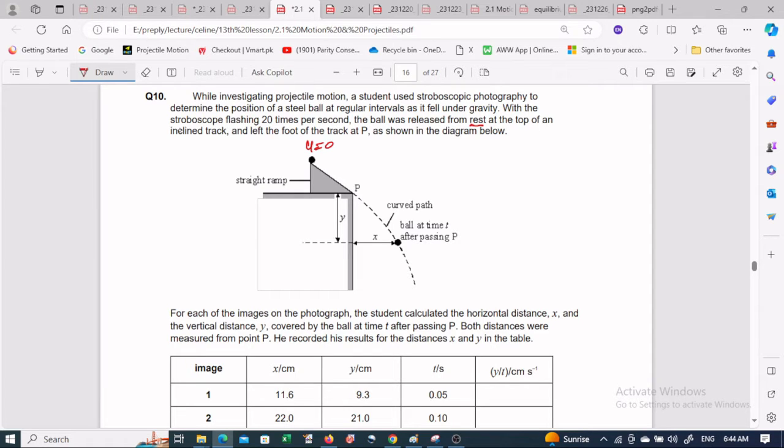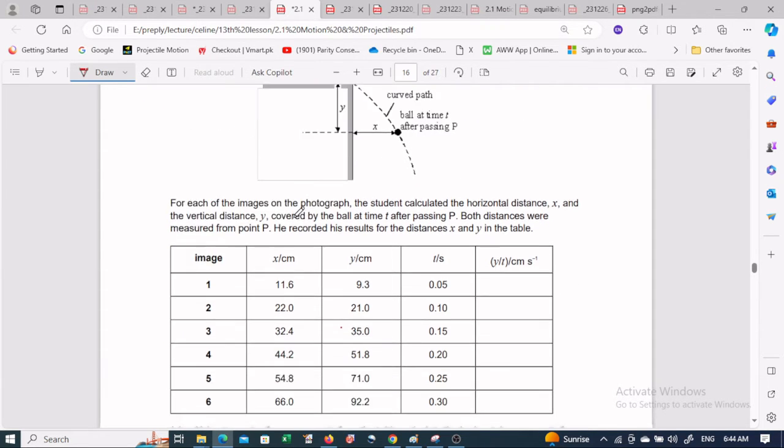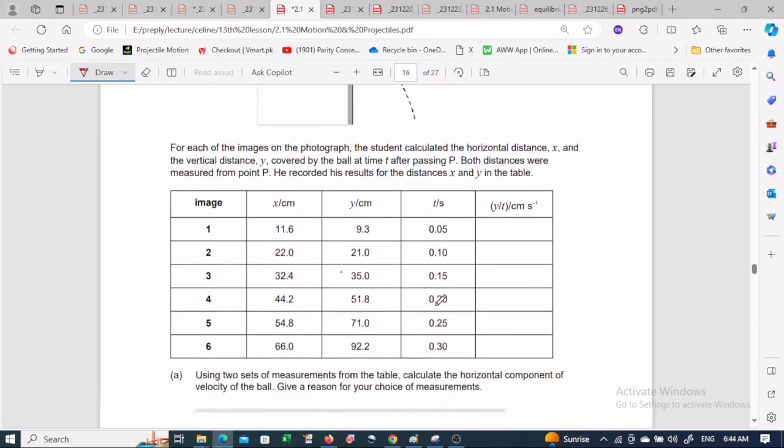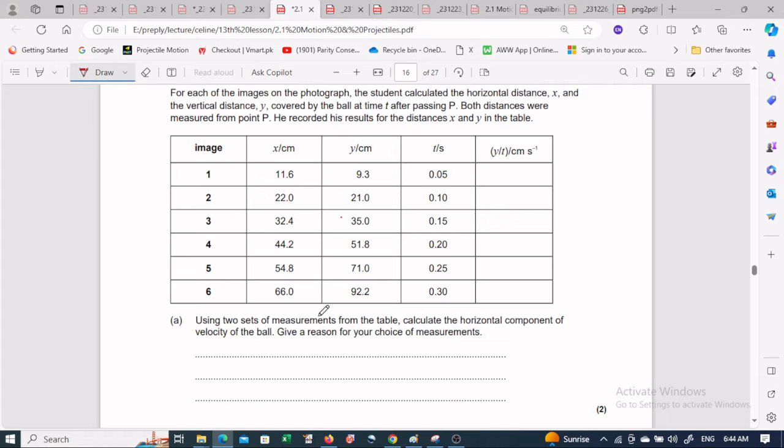So these are the measurements that the student took. Below is the table that shows the values of x, y and t, meaning the horizontal distance covered by the ball, the vertical distance covered by the ball, and the corresponding time. Now, using two sets of measurements from the table, we have to calculate the horizontal component of the velocity of the ball.